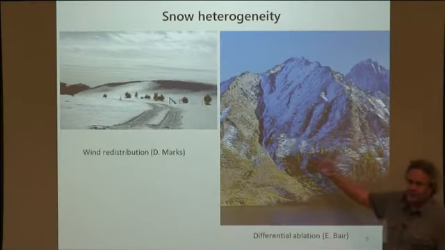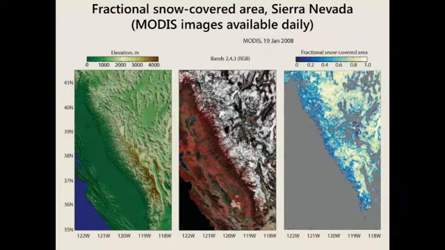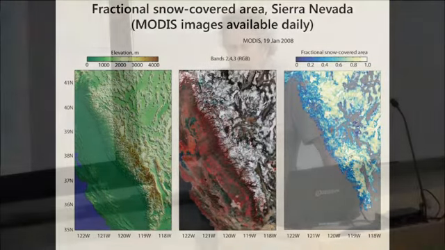And then similarly, there's a differential melting that occurs. So this is a typical scene that you see in the Mountain West with one slope covered with snow and the slope opposite it bare. So there's a couple of things that we do in order to try to characterize this heterogeneity and what's going on in the snowpack at very large scales. That is, we want to look at the whole mountain range.